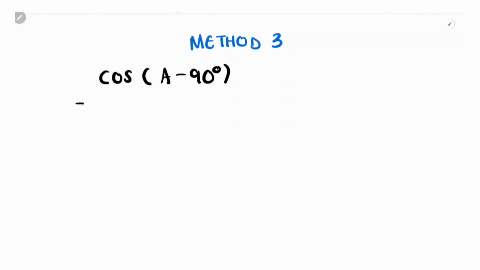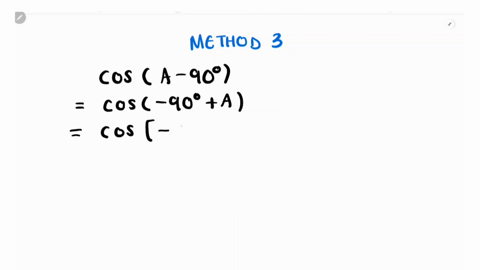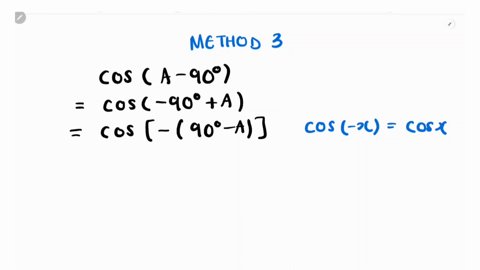In this method, we can rewrite this in an order that it's going to be easier to work with, putting the angle first, so negative 90 degrees plus a. And then we'll take out a common factor of negative 1 from the angle. So we will have cos, and then we have negative. When we open a bracket, we will be left with 90 degrees minus a. So at this point, remember again that cos of negative x is equal to positive cos of x. In the same way, cos of negative bracket 90 degrees minus a would be equal to positive cos of 90 degrees minus a. Now in the first method, we got to this point, but then we used cofunctions.